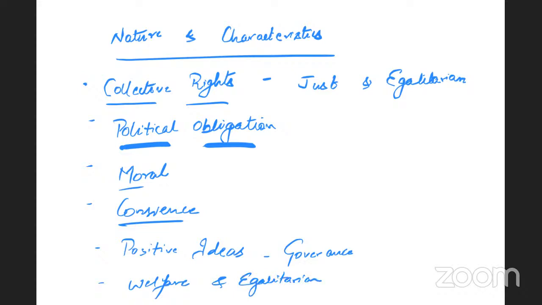So these are the nature and characteristics of the directive principles of state policy. Their collective rights, they have a political and moral obligation, they are the conscience of the constitution, as they contain the essence of Indian state's responsibility. There are positive ideals for governance, and they seek to strengthen the principles of welfareism and egalitarianism.